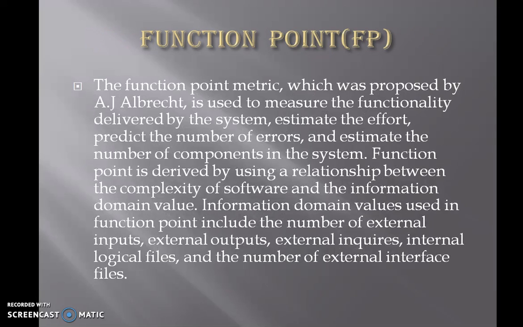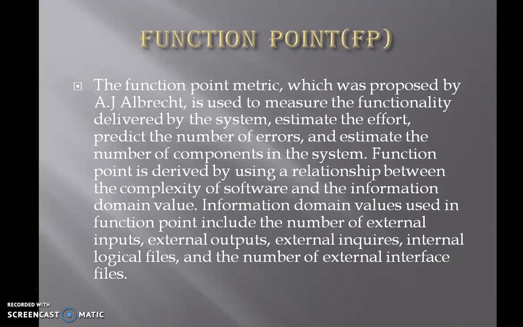Function point. Function points are basic data from which productivity metrics could be computed. The function point metric, which was proposed by A.J. Albrecht, is used to measure the functionality delivered by the system, estimate the effort, predict the number of errors, and estimate the number of components in the system. FP data is used in two ways: as an estimation variable that is used to size each element of the software, and as a baseline metric collected from past projects and used in conjunction with the estimation variables to develop cost and effort projections.